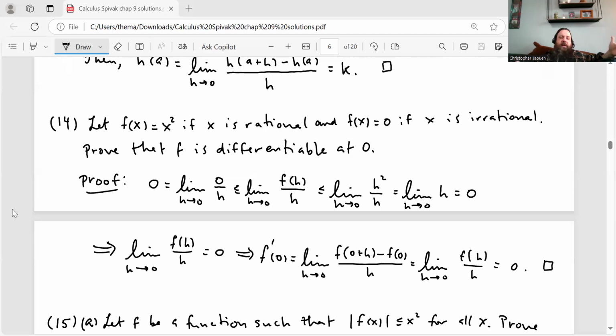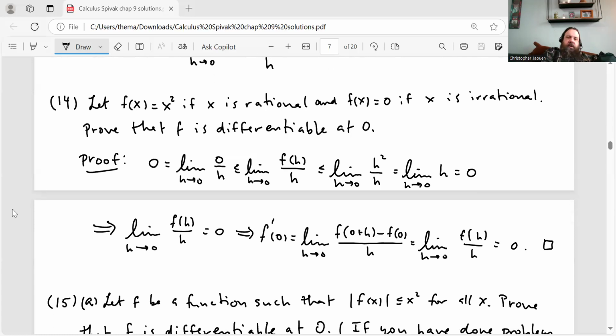That implies that the limit of f of h over h as h goes to 0 is 0 by the squeeze theorem, right? It implies f prime of 0 equals the limit as h goes to 0 of f of 0 plus h minus f of 0 over h, which equals limit h goes to 0 of f of h over h when you simplify everything, which equals 0. And that proves the statement.